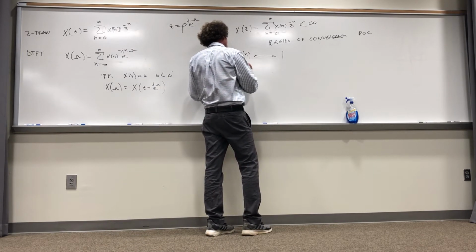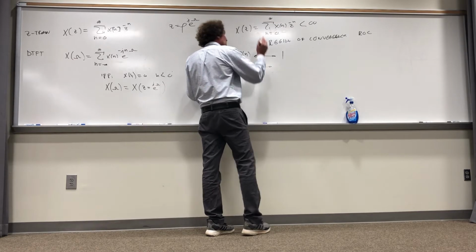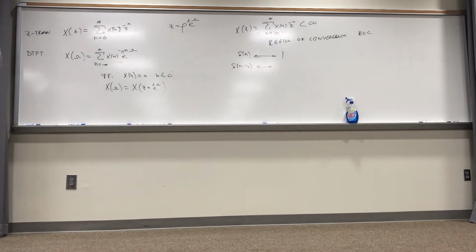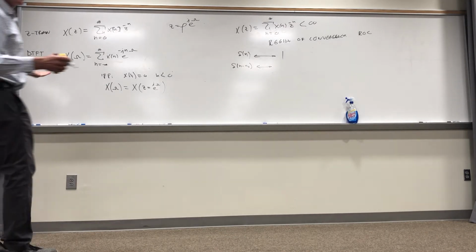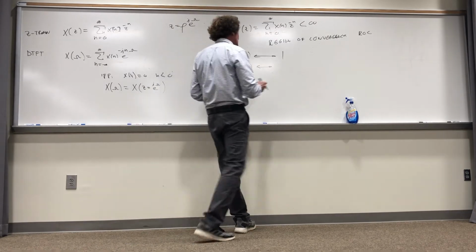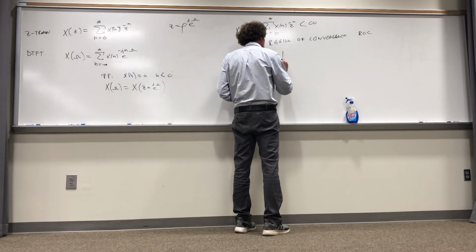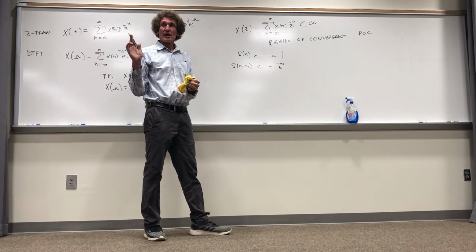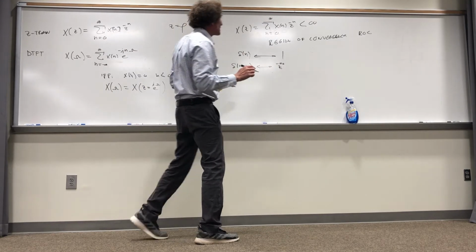If you have delta n minus n naught, what does that transform to? By looking at the definition. Do it in your head. Where does the delta function turn on? At n equals n naught, right? All right, what do you evaluate? z to the minus n naught. Right? This is not hard to do. Do you agree with me? Keep going on this. Next one I'm going to do.